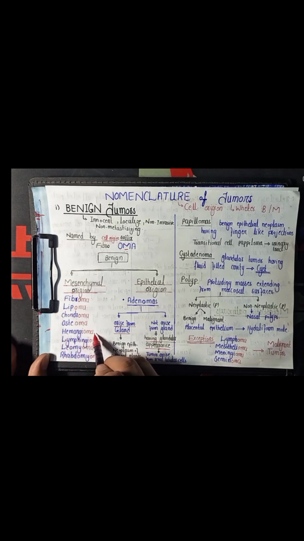Hemangiomas are benign tumors arising from blood vessels. Lymphangiomas are benign tumors of the lymphatics. Leiomyoma is a benign tumor of smooth muscle cells, and rhabdomyoma is a benign tumor of skeletal muscle cells.